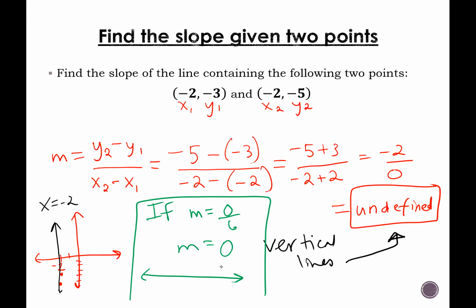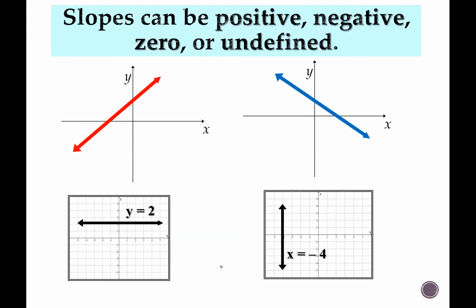And if you try that on your calculator, -2 divided by 0, you'd probably get an error message that says domain error or something like that, and that's your clue that the answer is undefined. Okay, and that brings us to our next conversation, which is there's really 4 types of slope. The 4 types are positive, negative, 0, or undefined.